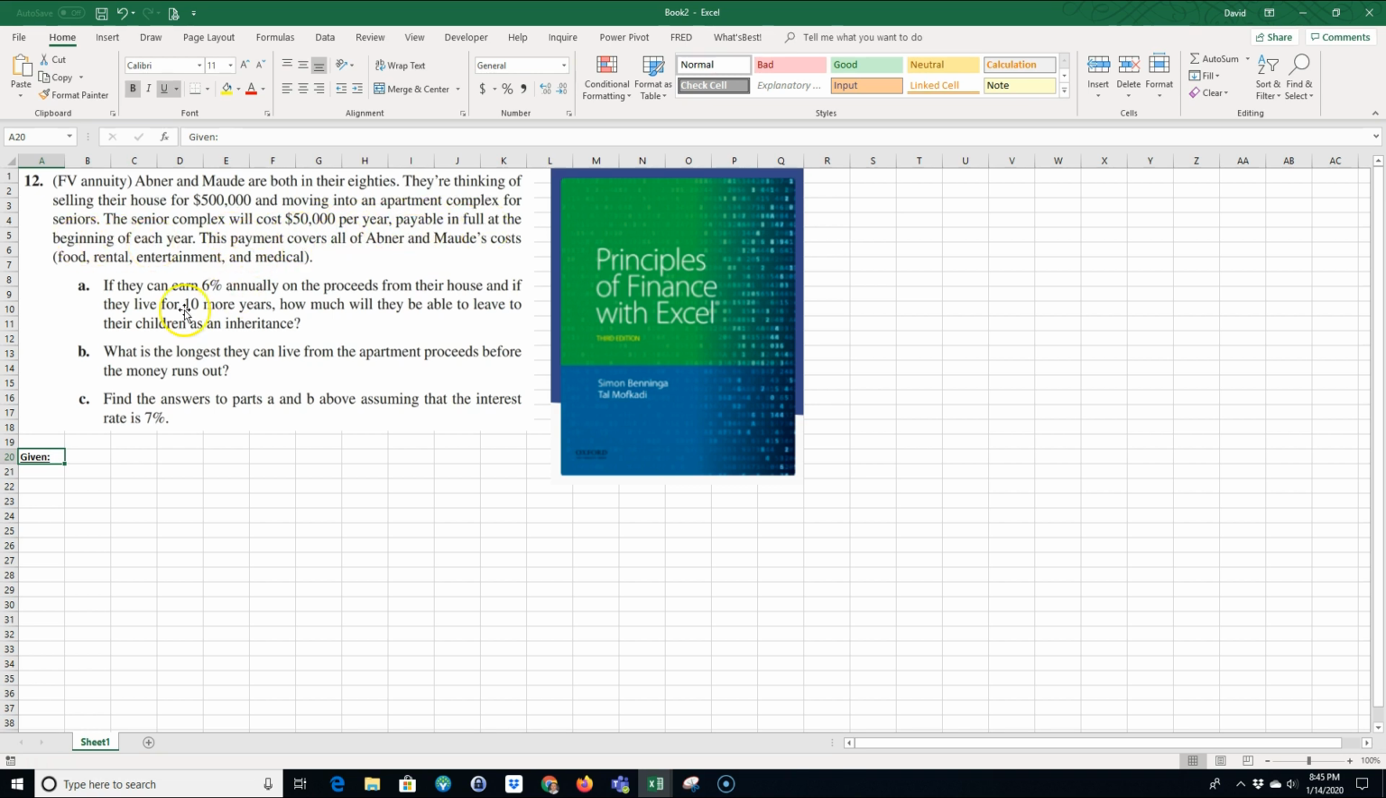This payment covers everything. So for part A, let's put in the given what they just said. They're going to get, we'll call it the present value, $500,000. And the payment they're going to have to make every year, I'm going to make it negative because it's coming out of their pocket, is negative $50,000 per year, beginning of period.